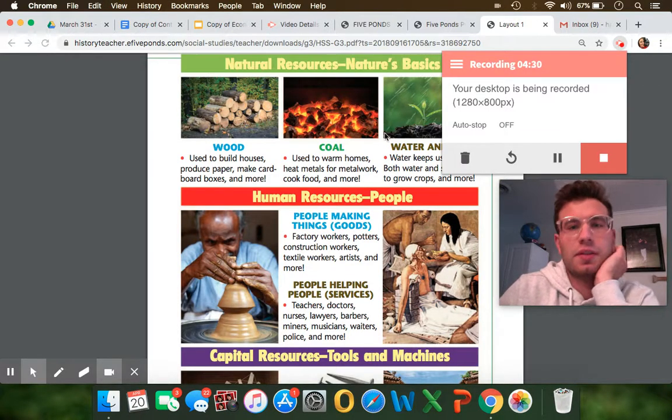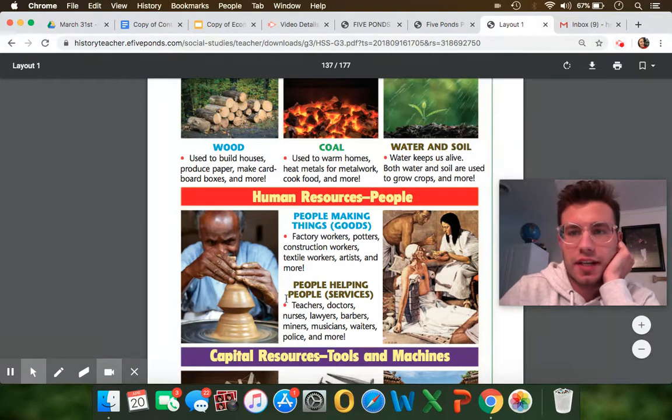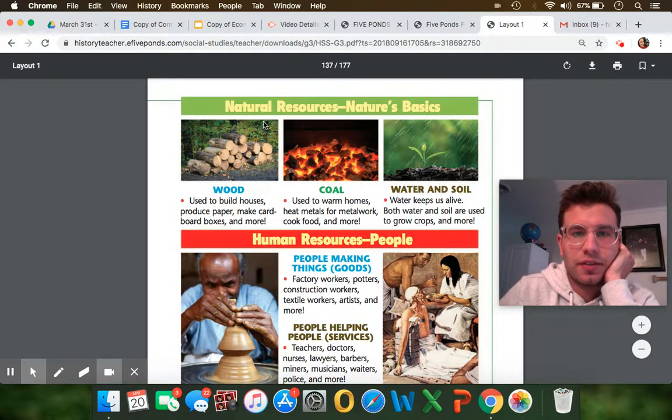Okay, here's the page I wanted you guys to check out with me. So we've got all 3 different types of resources. We'll start with natural resources. We've got 3 examples here: wood, coal, and water and soil. Wood is used to build houses, produce paper, make cardboard boxes, and more. Coal is used to warm homes, heat metals for metal work, cook food, and more.